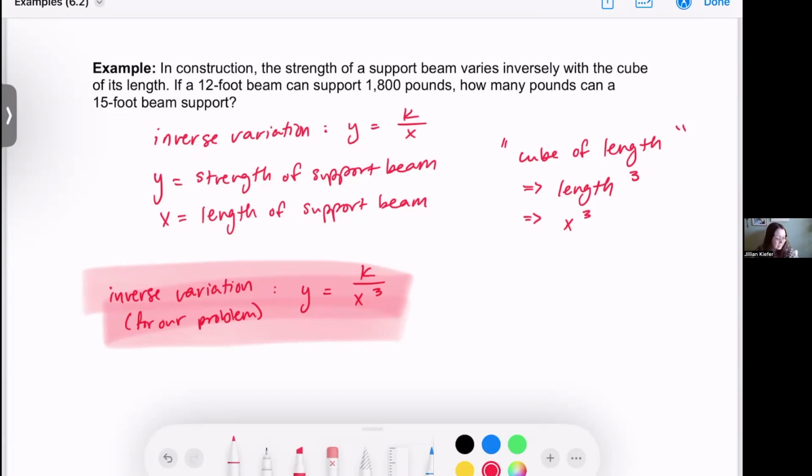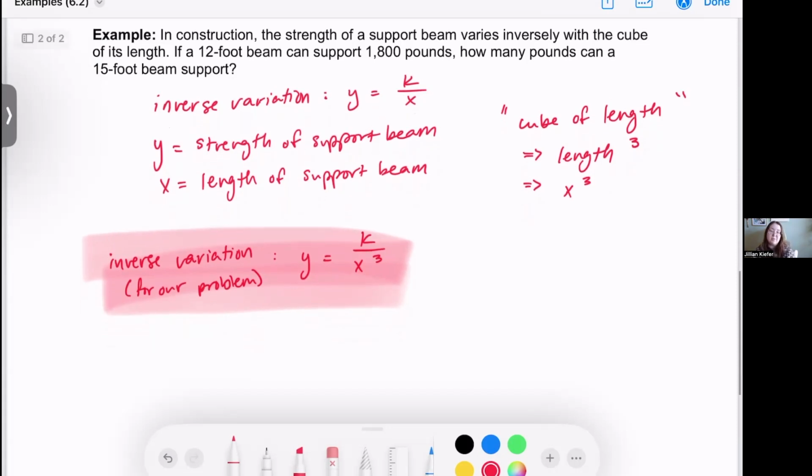All right, so now we need to figure out what our inverse variation is going to be for the 15-foot support beam. Now, we could definitely figure that out if we had k, but we don't have k. So what we'll need to do is take the information from our problem in order to solve for k. So we're going to put a little star here. We don't know k.